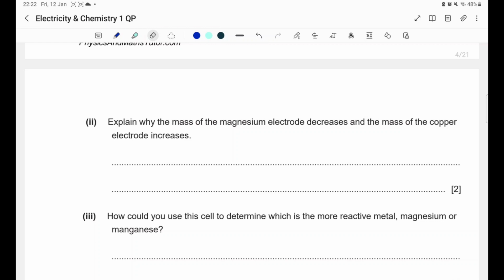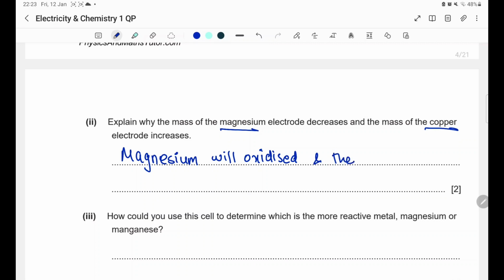It's easily available. So here, if you look at your reactivity series, you will see that magnesium is more reactive than copper. So therefore, it tends to lose electrons. So magnesium, the more reactive, this is just a common fact in chemistry, the more reactive it is, the more it tends to lose electrons, the more it tends to undergo oxidation. So magnesium will be oxidized. Therefore, it is losing electrons, which makes sense as to why the mass is being decreased.